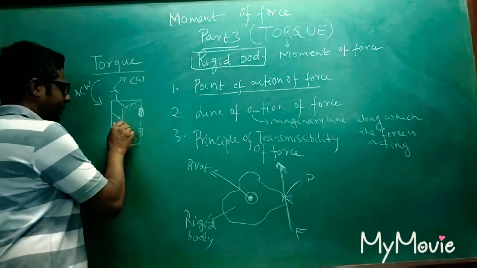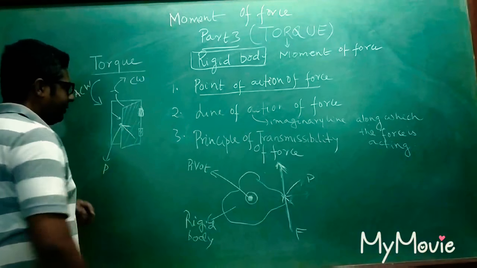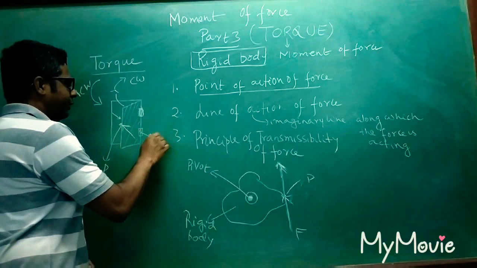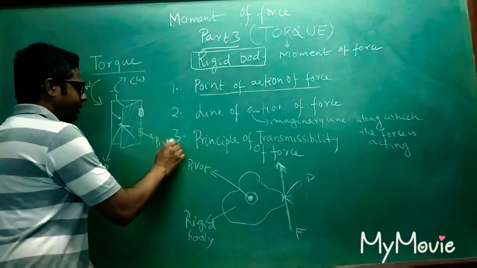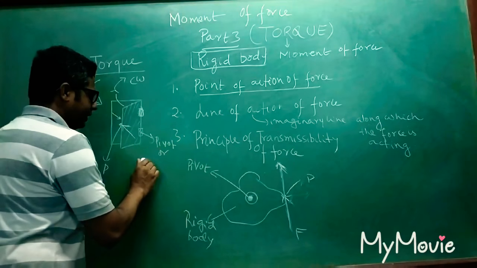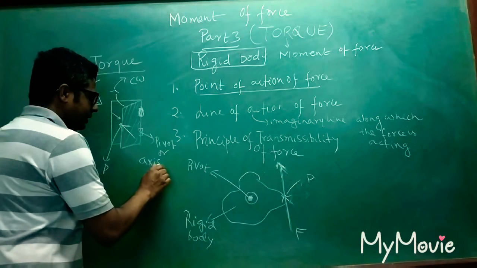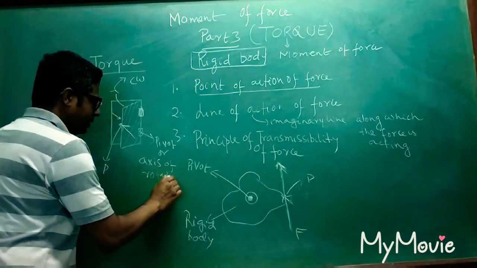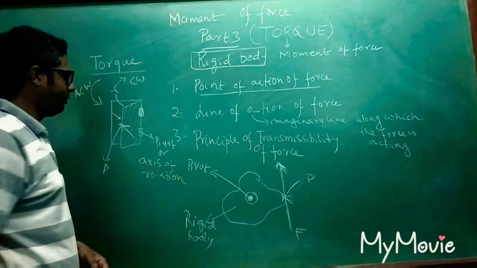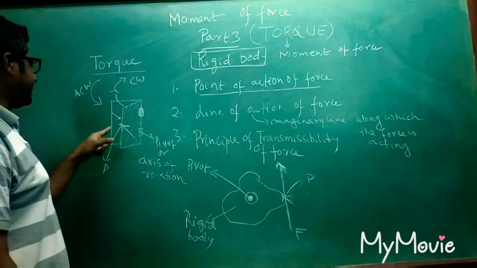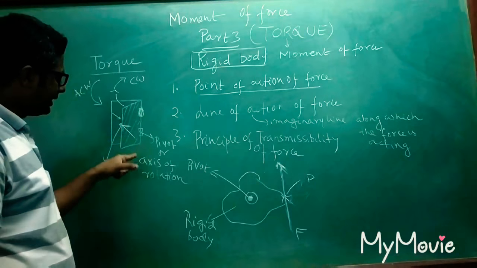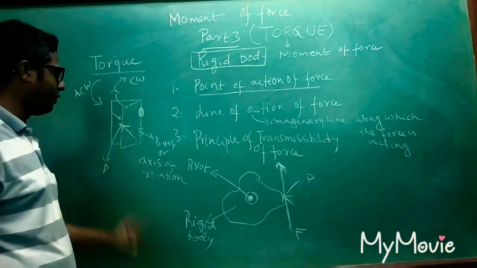So if I ask you what is the point of application of force in my first case, then this will be the point of application of force P. Okay, and if I ask you what is the pivoted point, this is the pivoted point, or pivoted point is also called axis of rotation. So this is the point of application of force or point of action of force, and this is the axis of rotation or pivot.